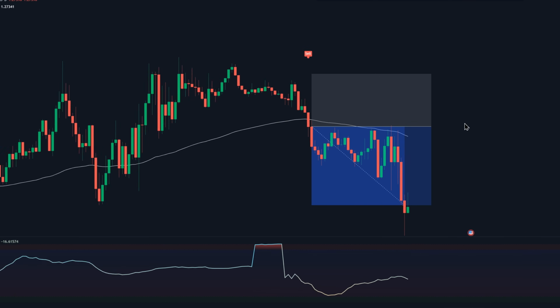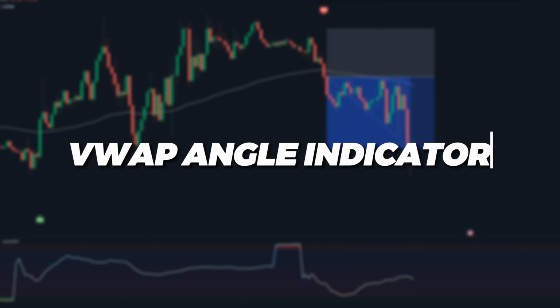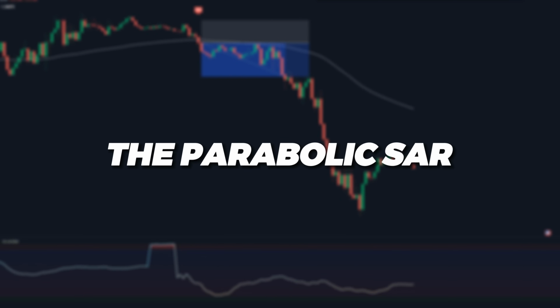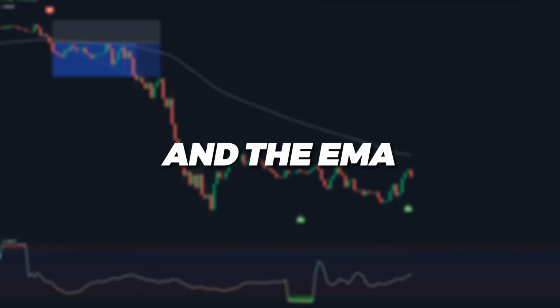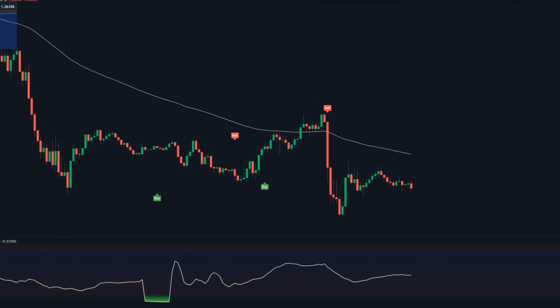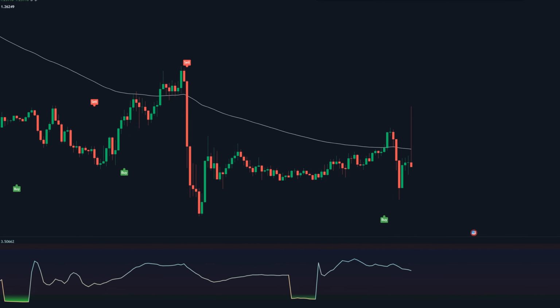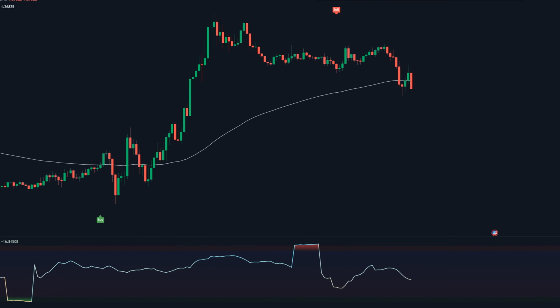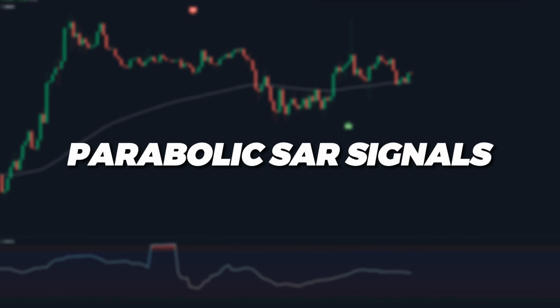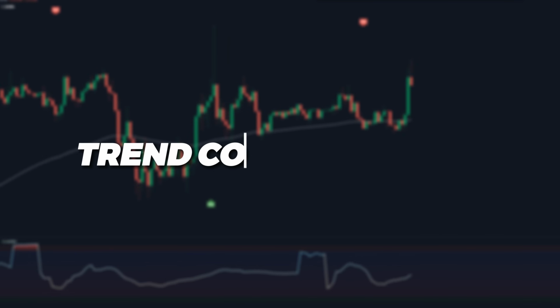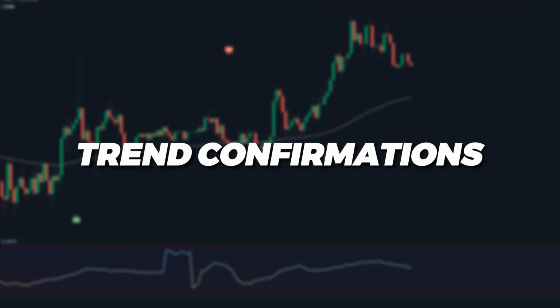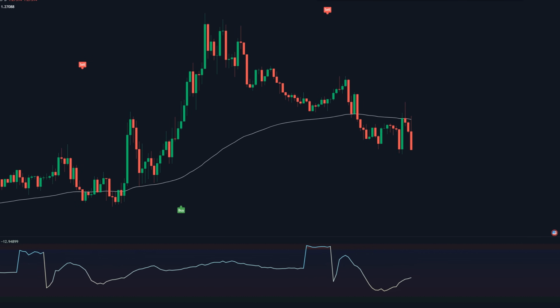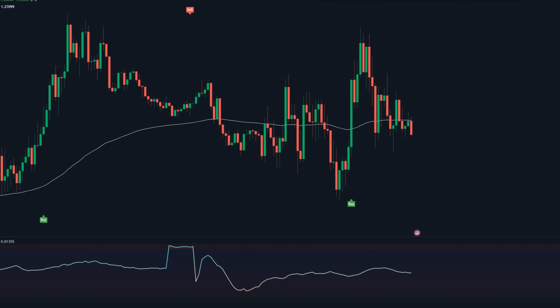In summary, this trading strategy combines the VWAP Angle Indicator, the Parabolic SAR indicator, and the EMA to identify high-probability trade setups. We look for specific alignments, the VWAP angle entering critical bands, then we combine that with timely Parabolic SAR signals, and then we use the EMA for trend confirmations. This systematic approach enhances our ability to capitalize on potential trend reversal entries.